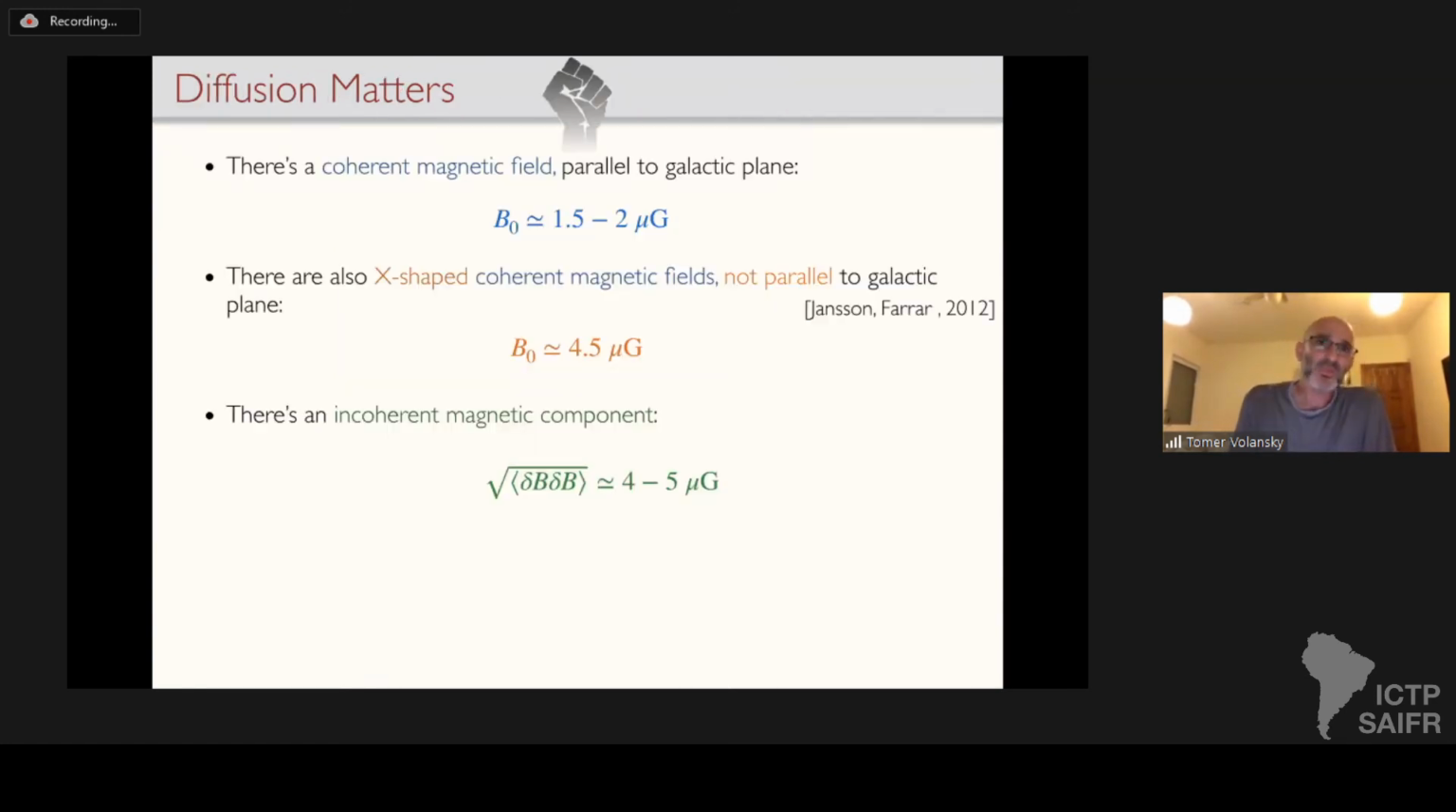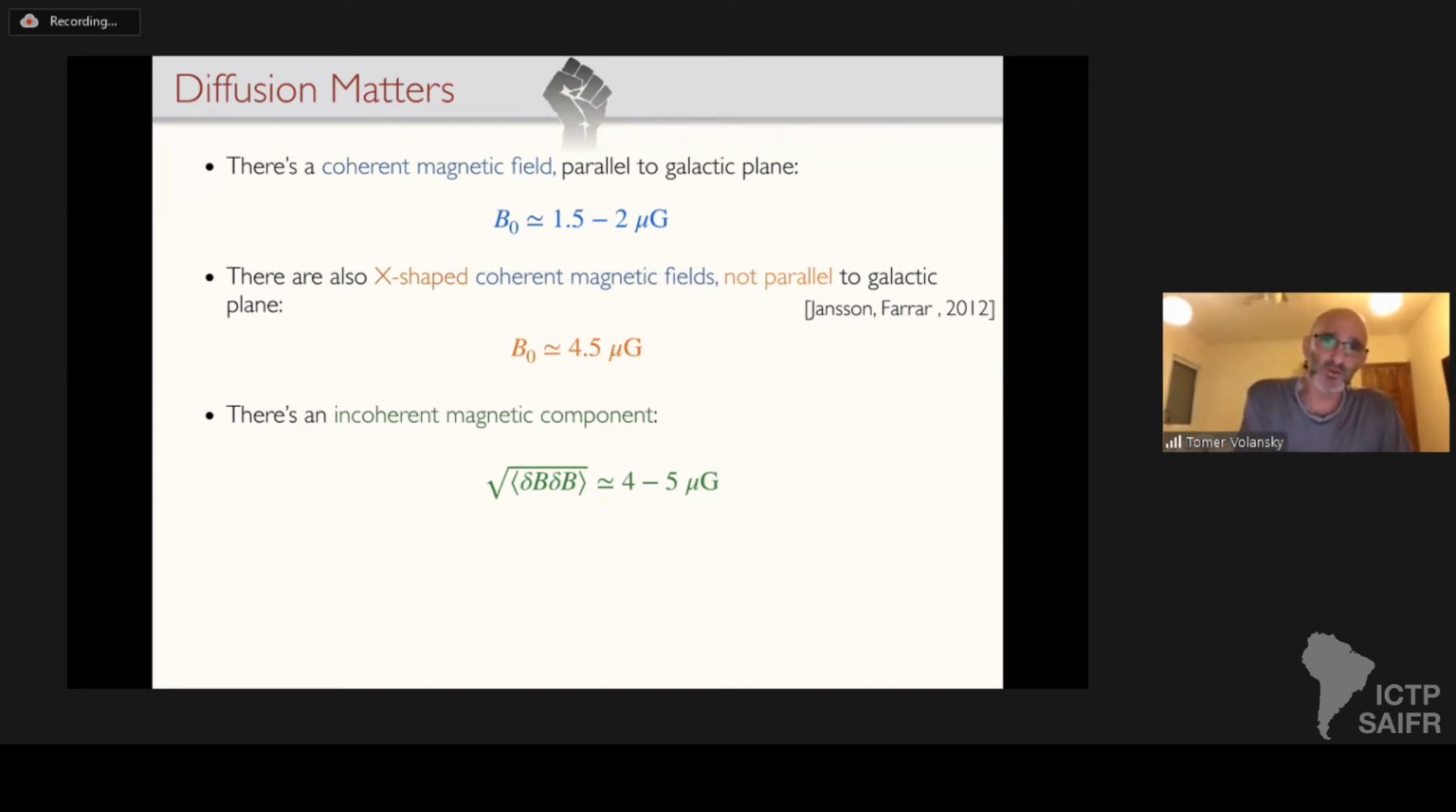no. And the reason is that there are not only coherent magnetic fields that are parallel to the magnetic plane in our galaxy. There are also coherent magnetic fields which are X-shaped. At least that's what is being claimed. And more importantly, there are incoherent magnetic fields which are a factor of 2-3 larger than the coherent ones. And those incoherent magnetic fields imply that you diffuse in our galaxy.